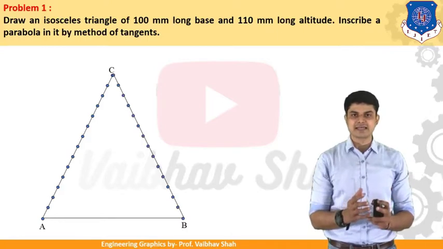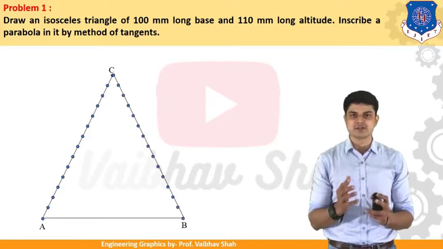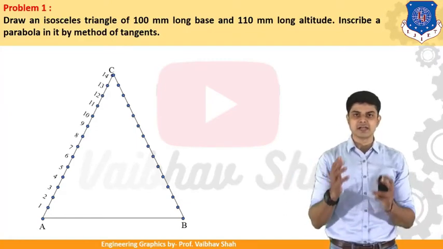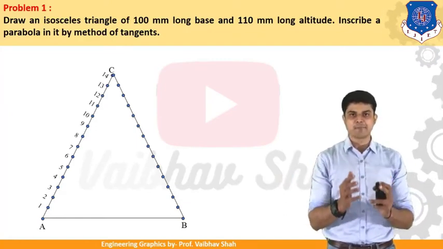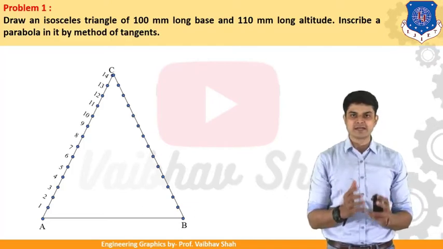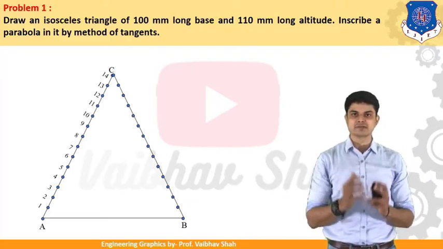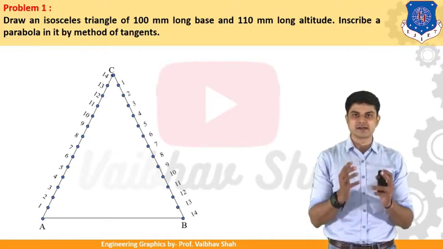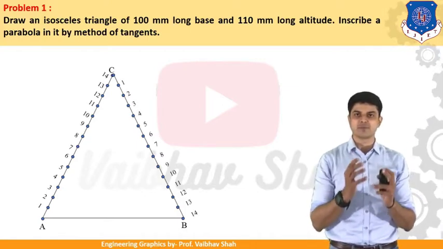Then let us start numbering from point A as 0 in the upward direction like this: 0, 1, 2, 3, 4, 5, 6, 7, until you reach the 14th point at point C. Then you should start numbering from point C. So C as 0, you should start numbering as 0, 1, 2, 3, 4, 5, 6, until you reach point number 14 at your point B.